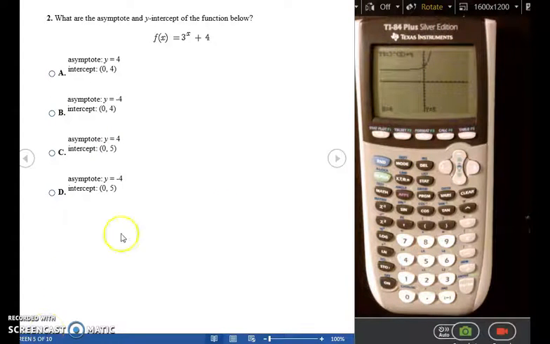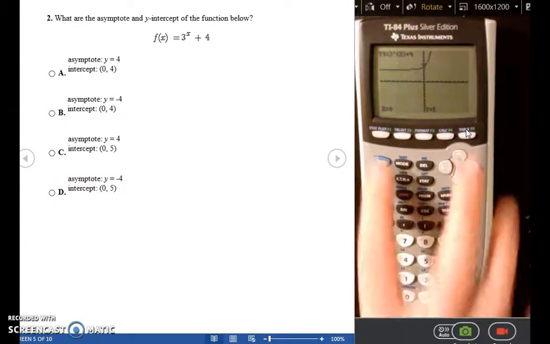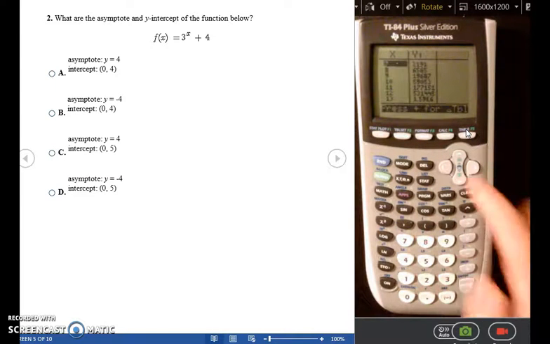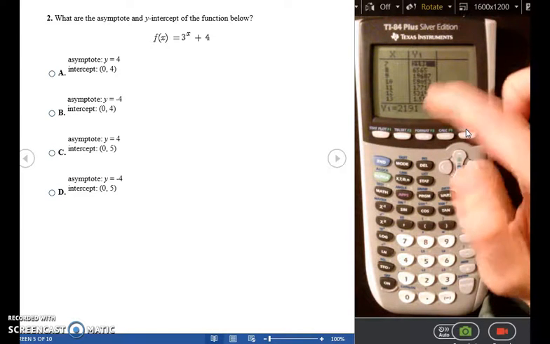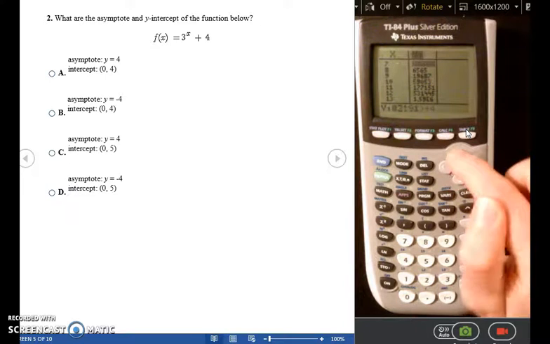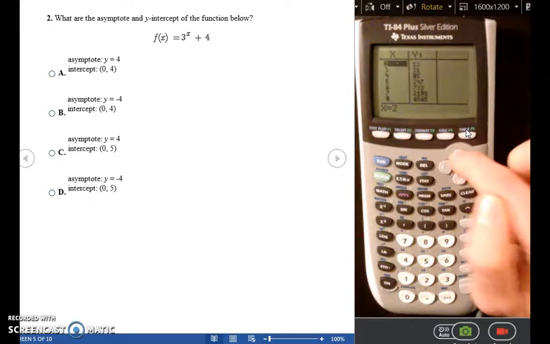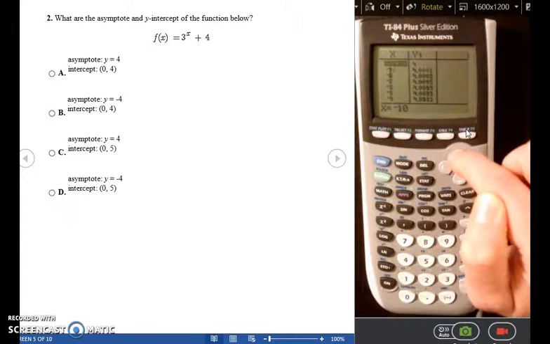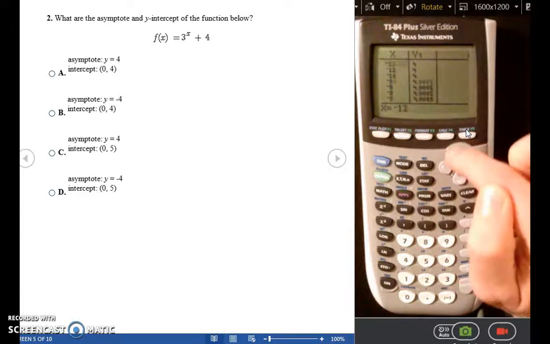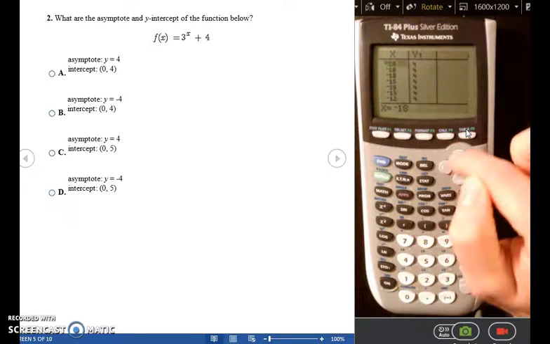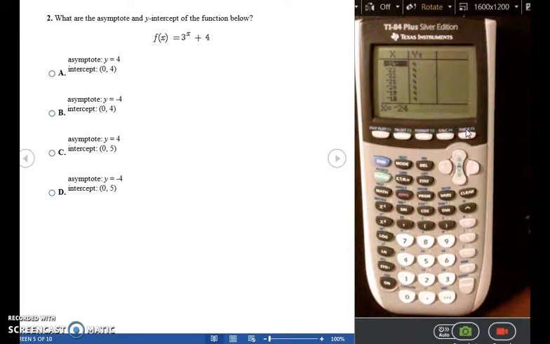You could double check that by going into the table feature. So I'm going to press second table, and I'm looking for a y value of 4. And so I'm going to have to scroll in the x column, and I can see the y's are getting smaller and smaller as I go up, and I can see now that it just keeps saying 4. It never goes below 4. So that reaffirms that my asymptote is y equals 4, and so my final answer is C.